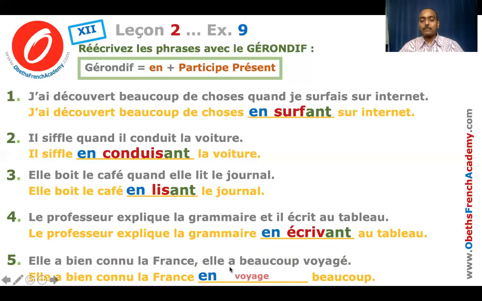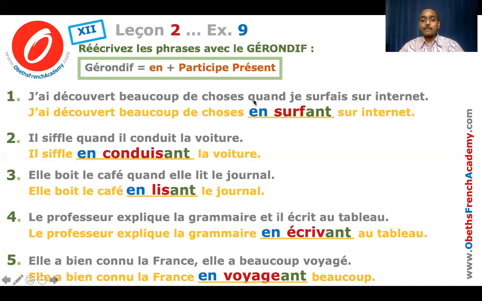Put en and then get the present participle by going to the nous form of the present tense, removing ons and then adding ant. So finally you will get elle a bien connu la France en voyageant beaucoup. She knew France well by traveling a lot. So this is how you get the gérondel and put all the second verbs in the gérondel.